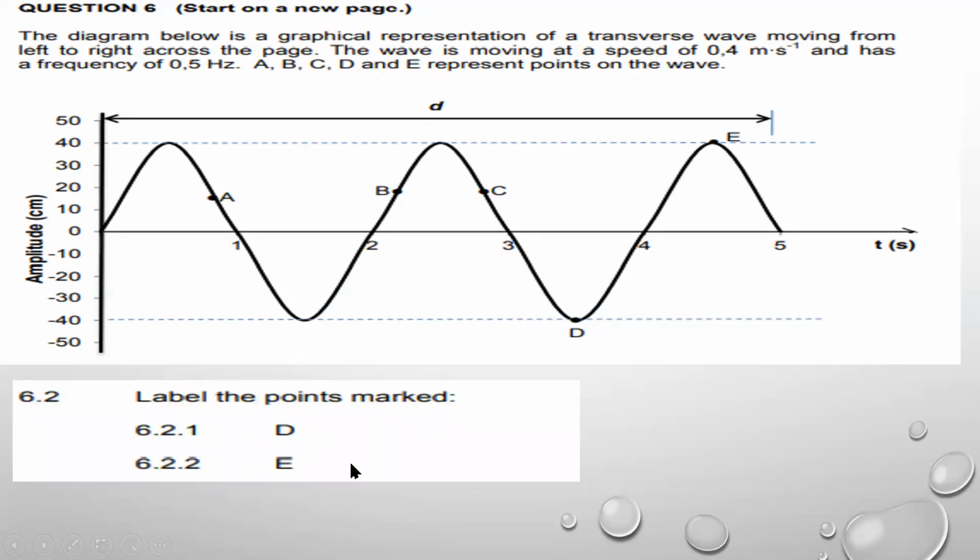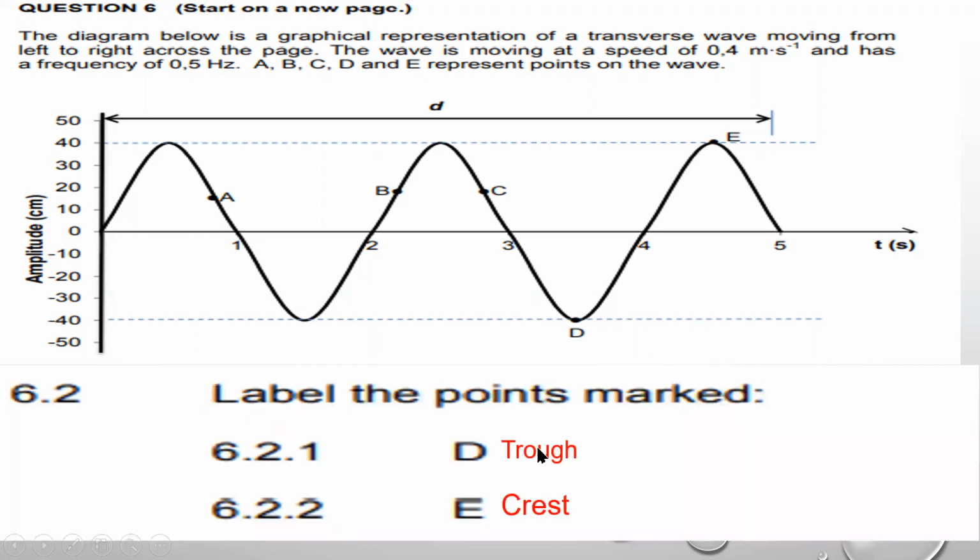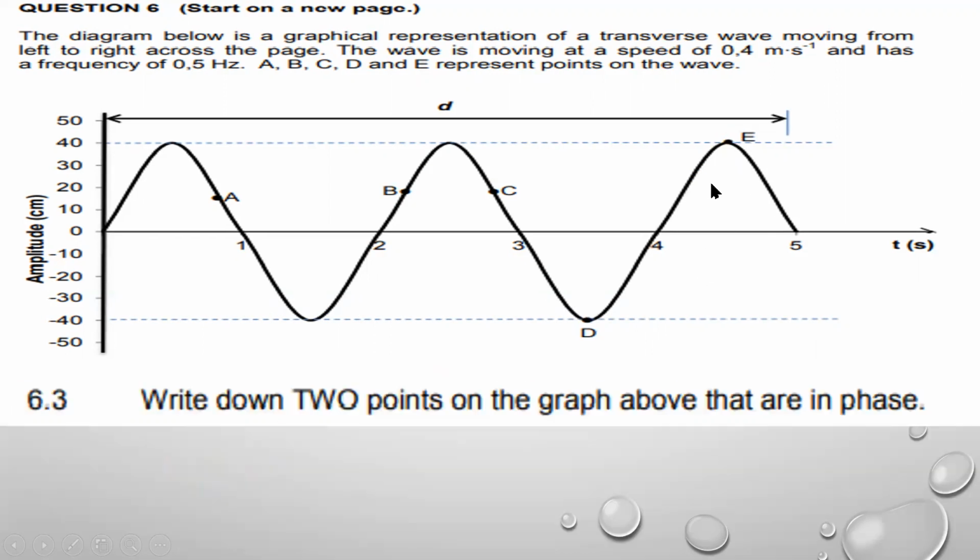Okay, next question. Just label the points. This point D is the lowest point, and then E is the crest, the highest point. Next question. 2 points in phase. In phase means when they have the same direction, particles in the same direction, if going down or going up, or the same position, exactly the same position.